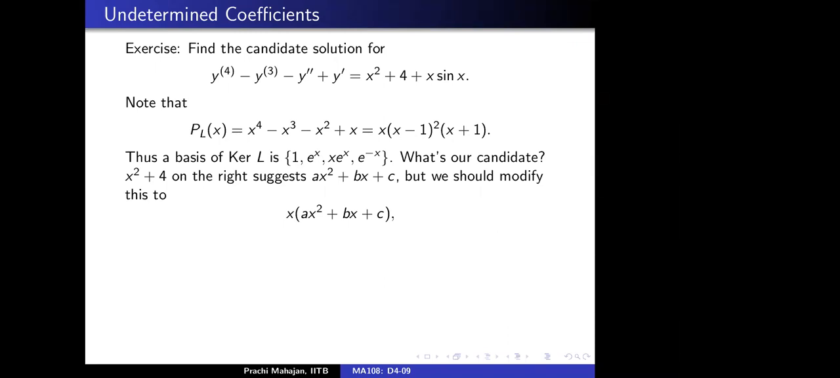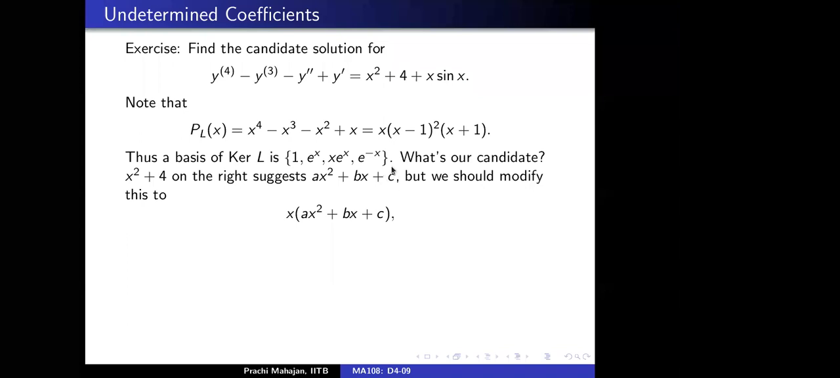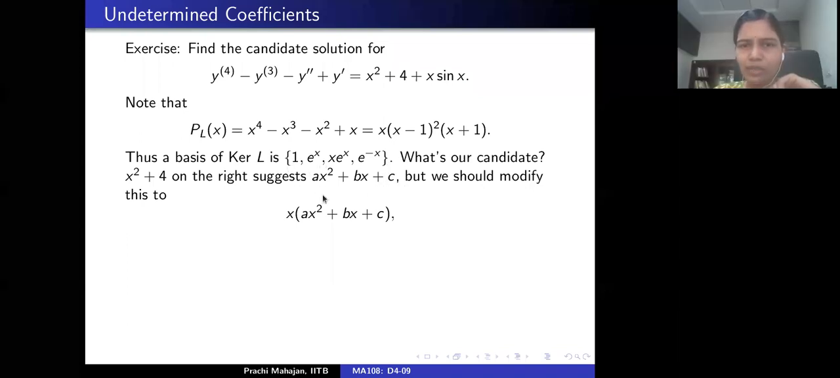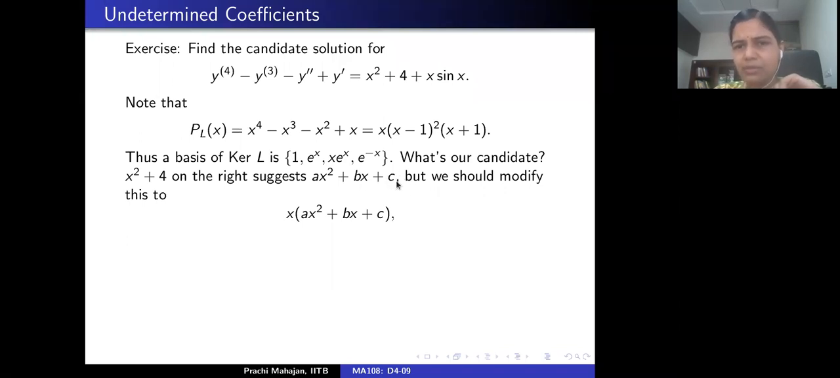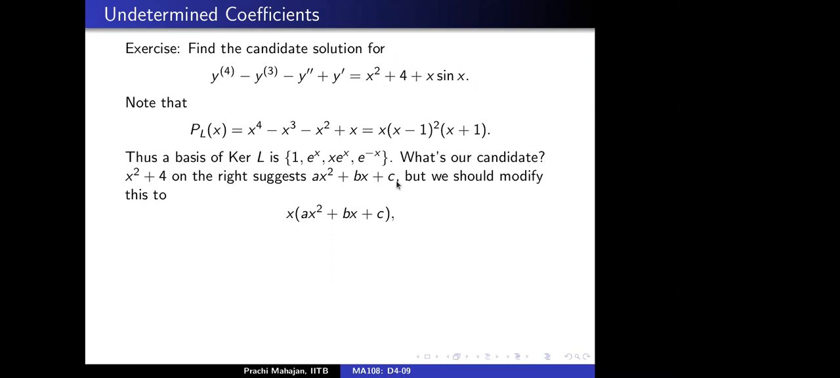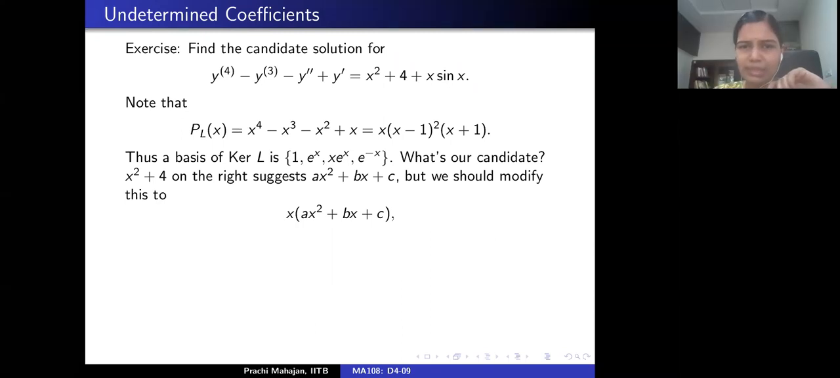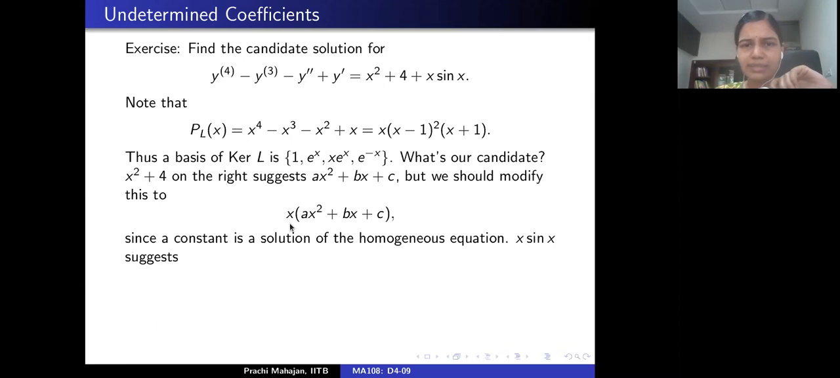Yes, ma'am. Why do we multiply by x? Because there's a constant here, which is a solution of the homogeneous equation. Basically, we will lose a variable. Yes, we will lose a variable. When you apply L to this, you will lose the information on C, because no matter what value of C you choose, L applied to this will be 0, right? So you multiply it by x, and so this is what we did.